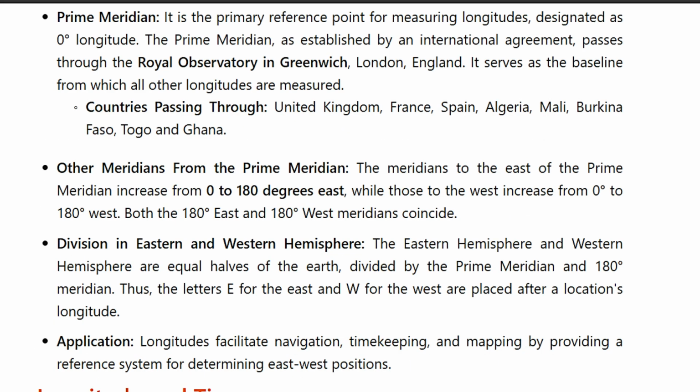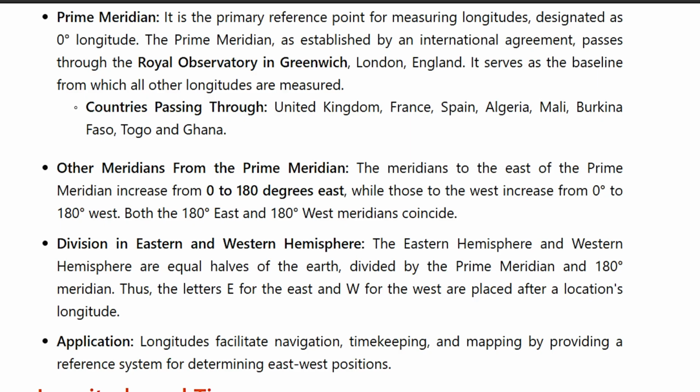Prime meridian. It is the primary reference point for measuring longitudes. Designated as 0 degree longitude, the prime meridian, as established by an international agreement, passes through the Royal Observatory in Greenwich, London, England. It serves as the baseline from which all other longitudes are measured. Countries passing through: United Kingdom, France, Spain, Algeria, Mali, Burkina Faso, Togo, and Ghana.